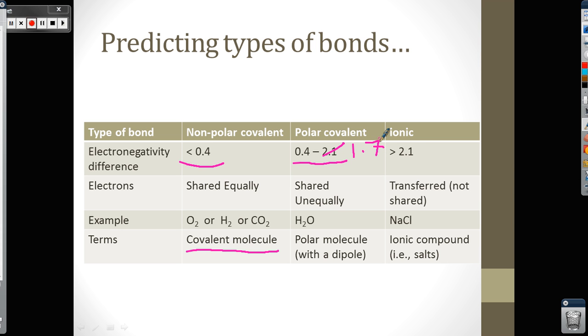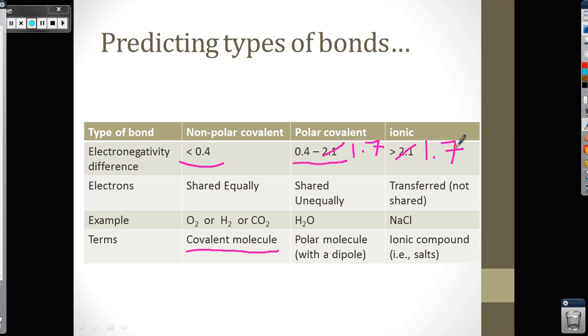If the electronegativity difference is large, and here your book says greater than 2.1, but I'm going to say if it's greater than 1.7, we're actually going to create an ionic bond. The two atoms are not going to share the electron at all. The atom that has the higher electronegativity is just going to take the electron away from the other atom. So the electrons are transferred, they're not shared.